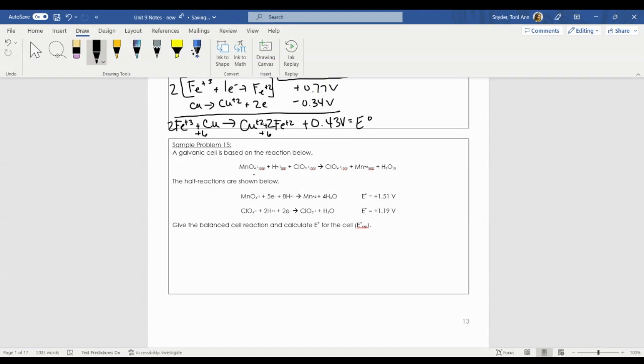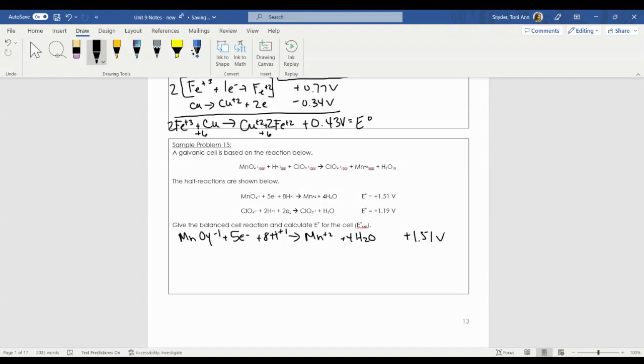So I have permanganate as a reactant here. So I'm going to leave that first reaction. MnO4 -1 plus 5 electrons plus 8 protons yields manganese ions and 4 waters. I didn't switch that reaction, so I'm going to keep the voltage positive there.